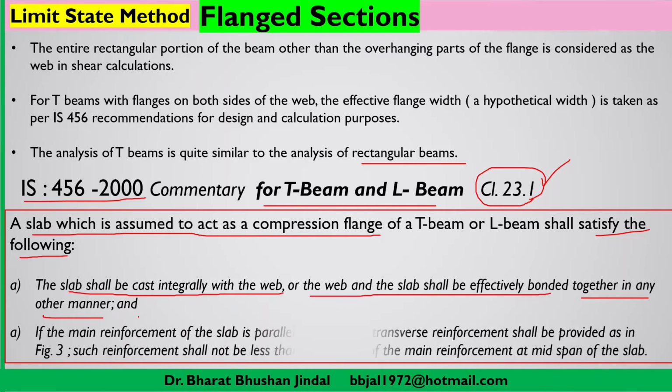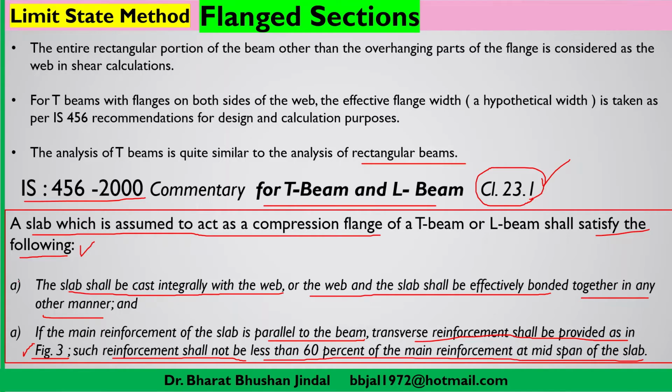And the second condition is, if the main reinforcement of the slab is parallel to the beam, then transverse reinforcement shall be provided as in figure number 3. Now you can refer to this figure number 3 in IS 456. So for this definition part or this condition, you have to refer to clause number 23.1. So this information is available in IS 456, such that the reinforcement shall not be less than 60% of the main reinforcement at mid-span of the slab.